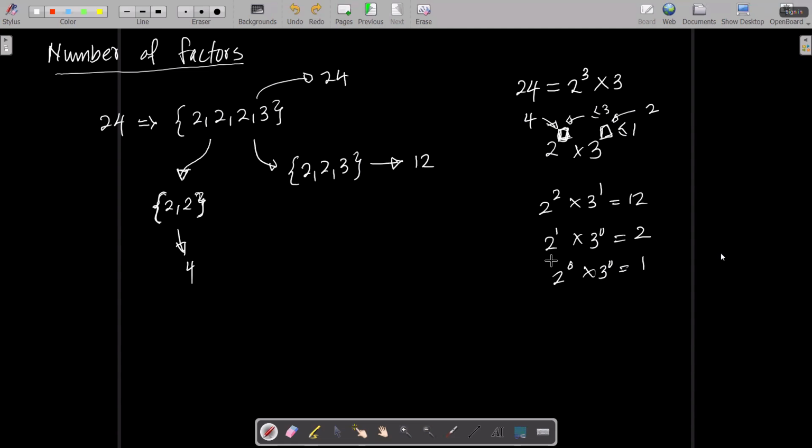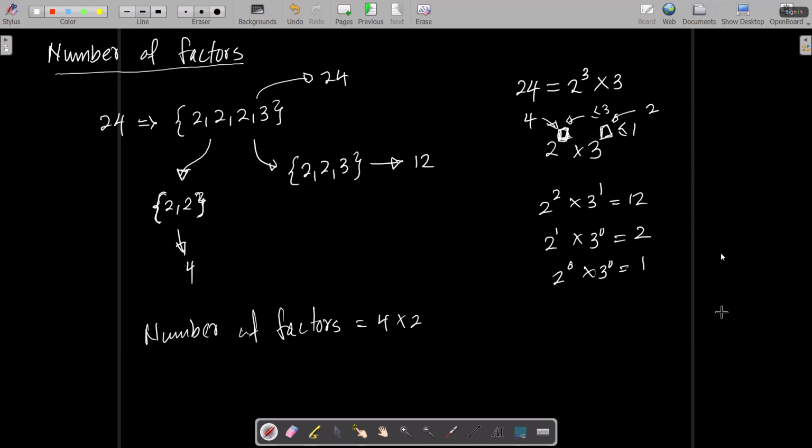So we can find the number of factors by considering this combinatorial condition, by using this information. So the number of factors is going to be 4 times 2, because we can use 2 in 4 possible ways, and we can use 3 in 2 possible ways.